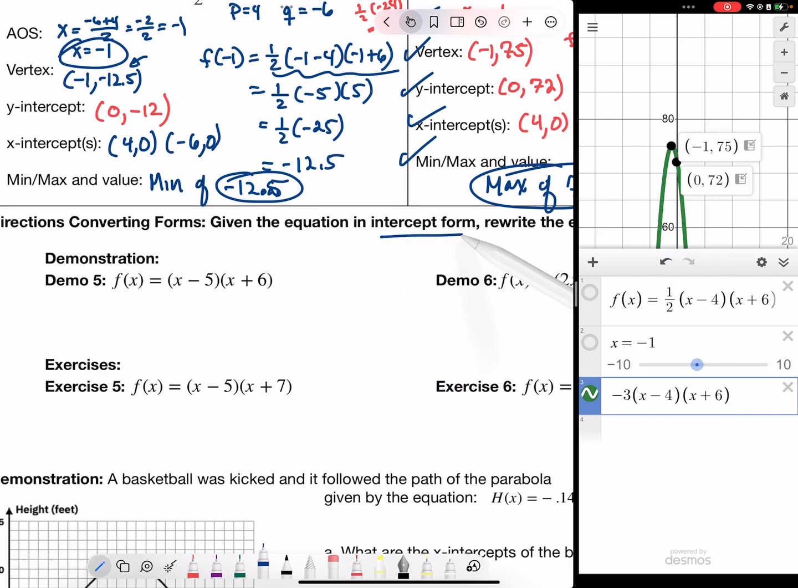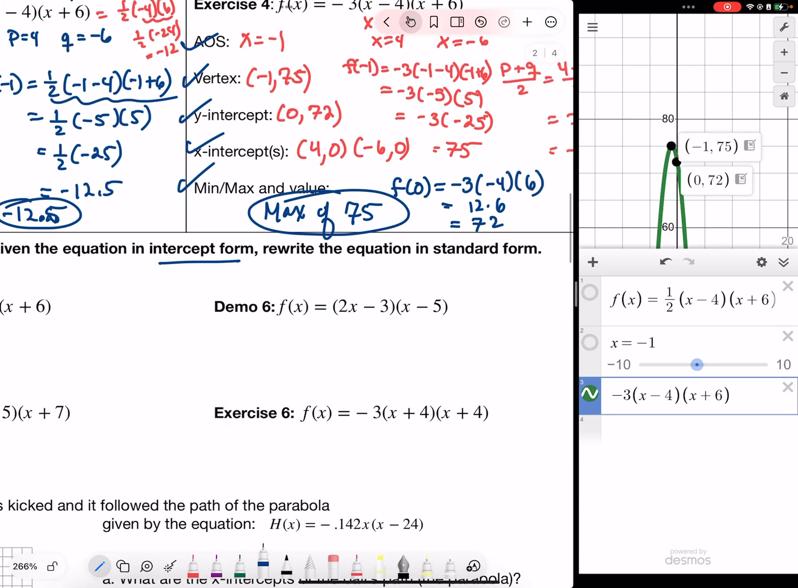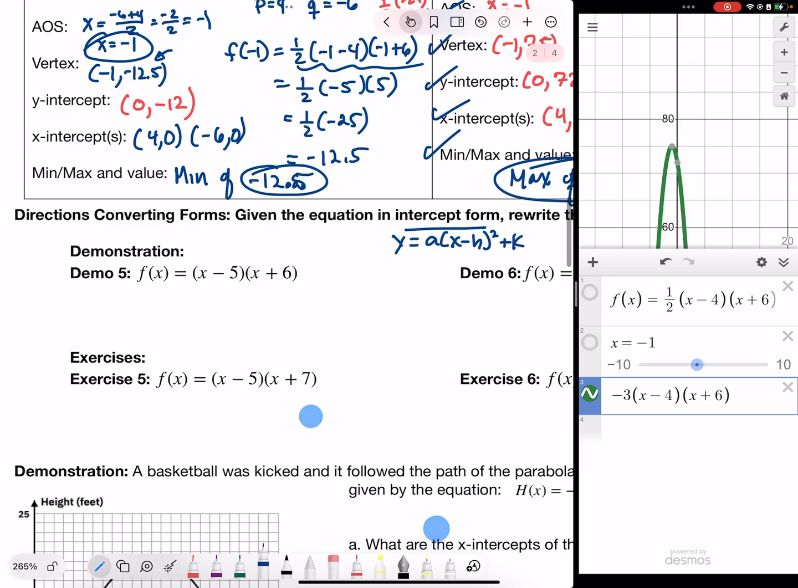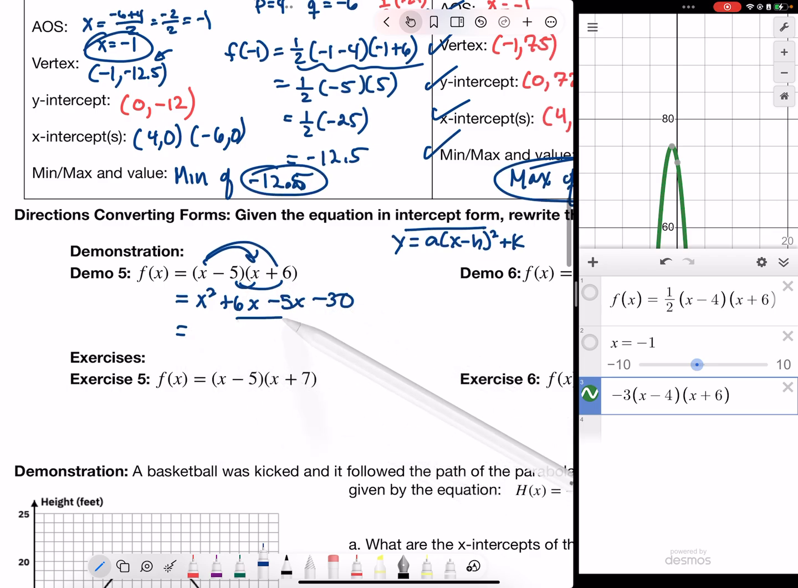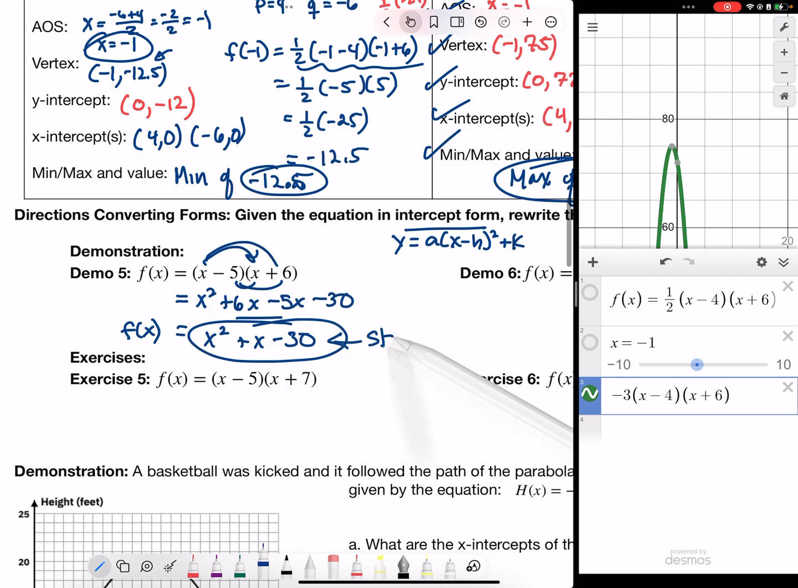Rewrite this thing from intercept form into standard. So, from this form into this form. See here, all we're going to do is distribute and distribute and distribute and distribute and add like terms in the middle. There we go. We just rewrote what the f of x is in standard form.